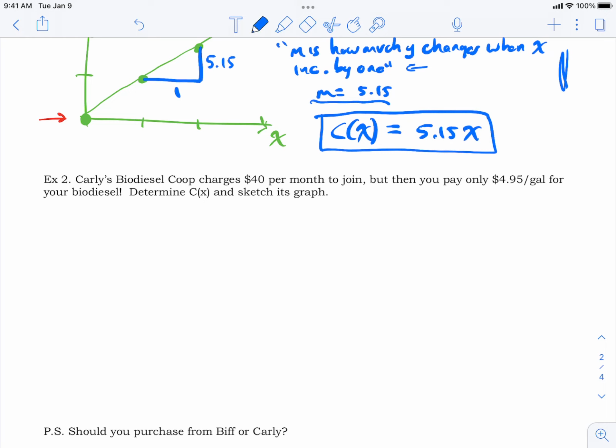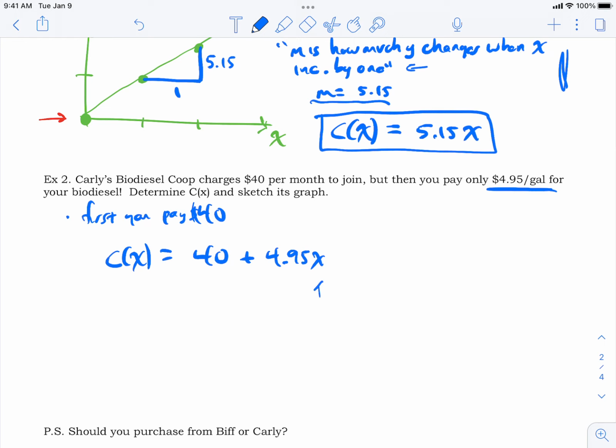Well, first you pay $40 no matter what before you even get to the pump. First you pay $40 for the right to use the pump. So what's your cost going to be? It's going to start at $40. And then you're going to pay $4.95 for every gallon. Notice you take the $4.95 each and you multiply it by how many you bought, just like going out to the grocery store.